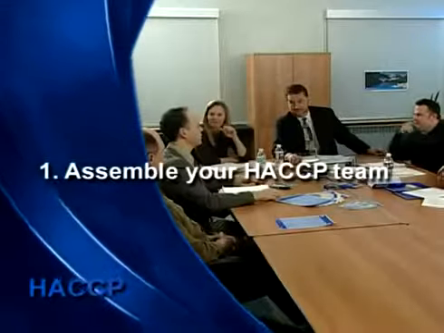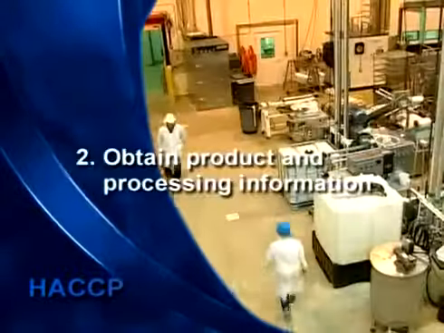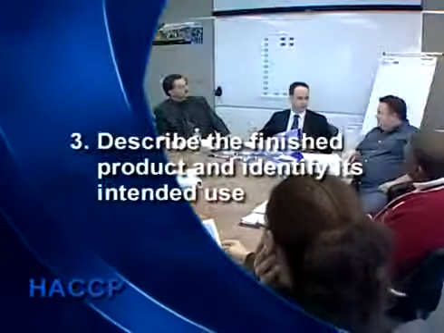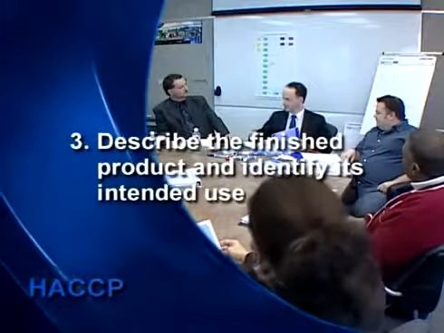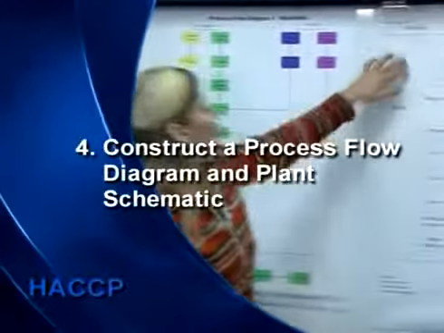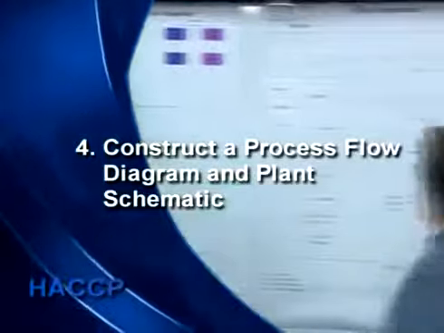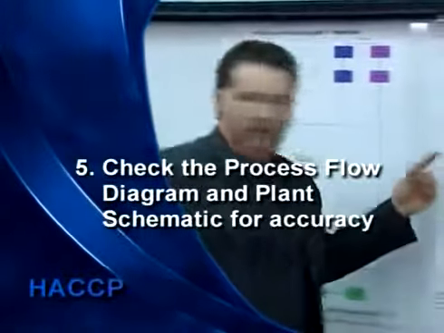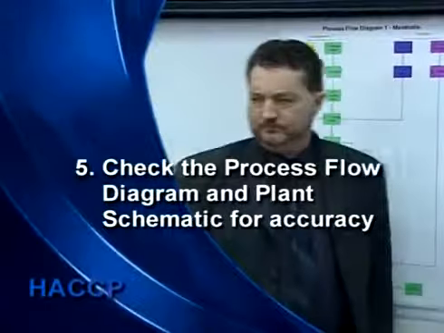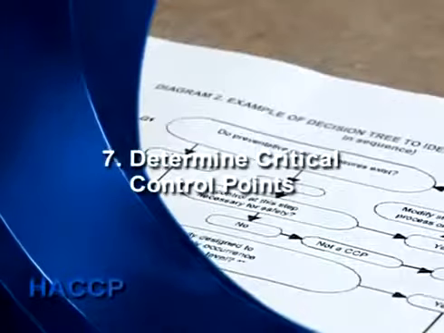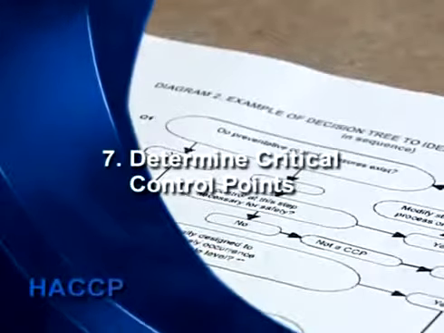Step 1. Assemble your HACCP team. Step 2. Obtain product and processing information. Step 3. Describe the finished product and identify its intended use. Step 4. Construct a process flow diagram and plant schematic. Step 5. Check the process flow diagram and plant schematic for accuracy. Step 6. Identify and assess hazards. Step 7. Determine critical control points.